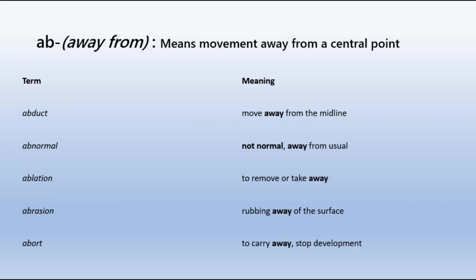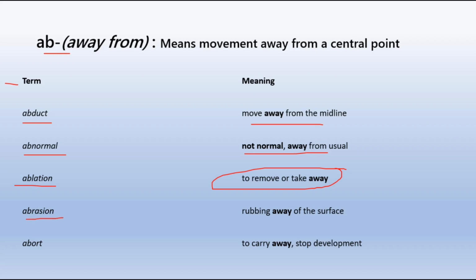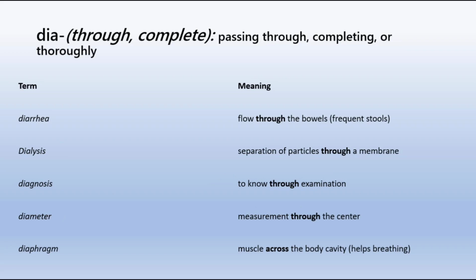Now, the opposite of ad is ab, which means away from. Abduct, as I told you earlier, means to move a limb away from the midline. Abnormal means something that is away from the normal. Ablation is when the tissue is removed or taken away, often by burning or freezing. Abrasion means rubbing away from the surface, for example, a skin abrasion. Abort means to carry away or stop development.